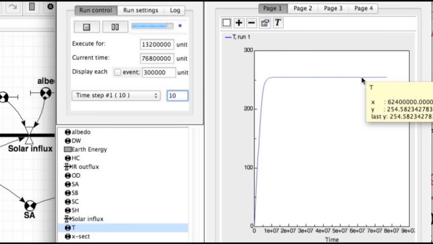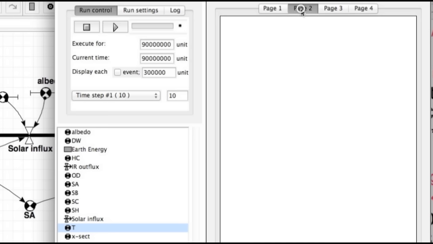5.8. If we round up, that's 255 Kelvin. And in Celsius, that's -18, or in Fahrenheit, -0.4. In other words, we have a frozen planet in this case. But we could start to play with some of those slide bars that we made.